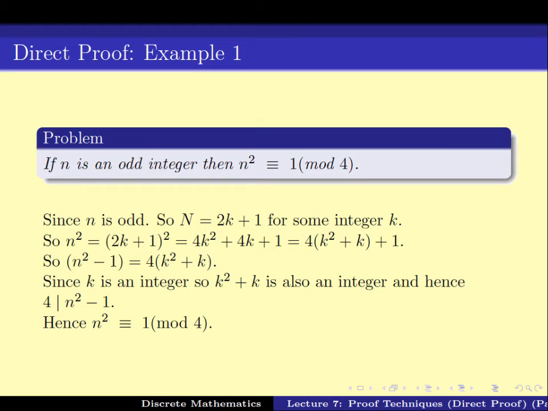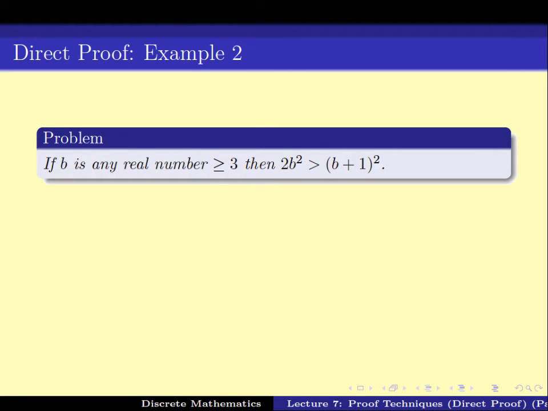For example, let's consider the other example that was there. Namely, if b is any real number greater than or equal to 3, then 2b squared is strictly greater than (b plus 1) whole square. Now how do I prove it? So let me first give you one proof.